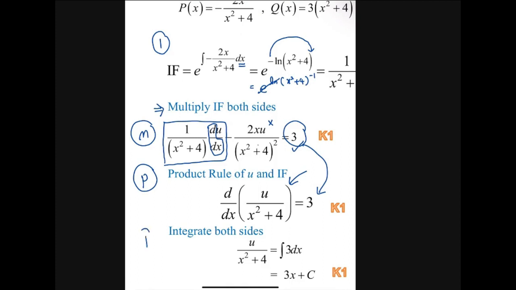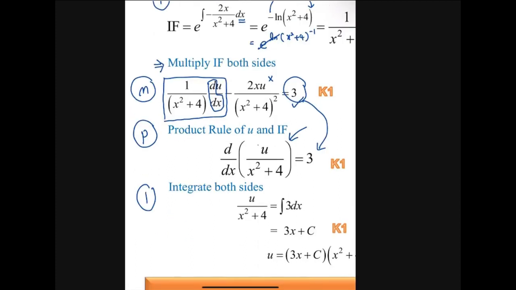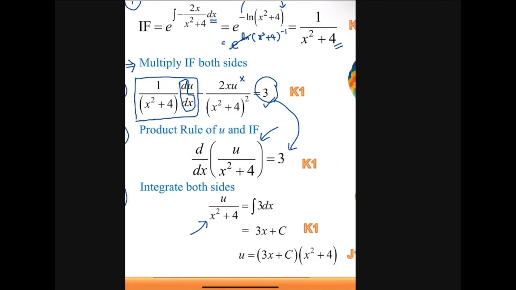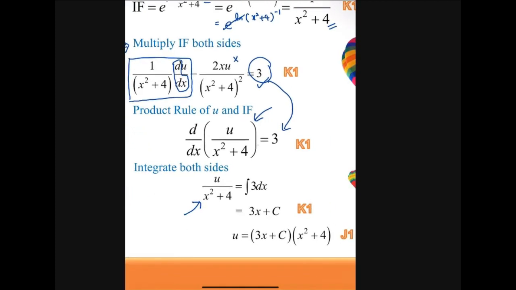And then the last one, I stands for integrate both sides. So for our left side, we integrate but then differentiate. That is the antiderivative process. They cancel out one another. That's how we get u over x squared plus 4. Integral of 3, we get 3x plus c. But remember, the question asks for u in terms of x. So for the final answer, you have to make u the main subject. So our final answer would be 3x plus c times x squared plus 4.